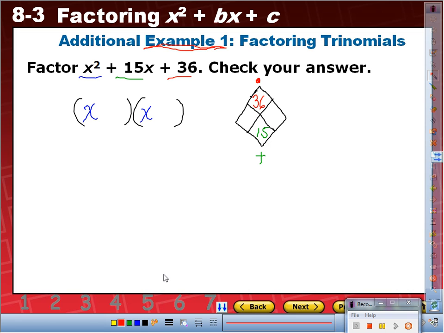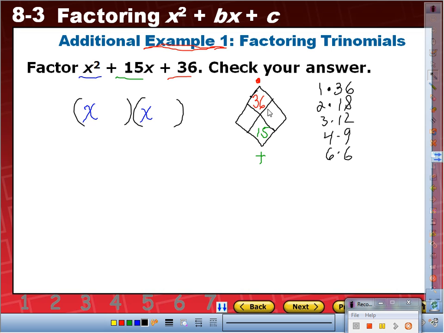So that you can see what I'm talking about, I'm going to list. I'm going to start with the number 1. 1 times what equals 36? 36. 2 times 18. 3 times 12. 4 times 9. And 6 times 6. Those are all my factors. Are we there? Those are the factors of 36.